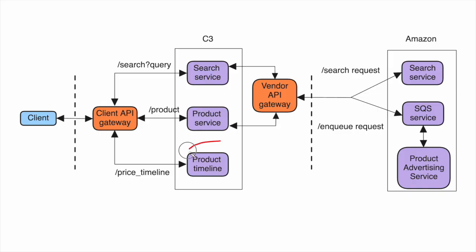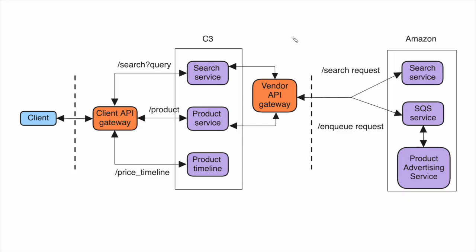And the third one would be a product price timeline. This is the service that would keep track of the price changes for the specific products and be able to serve them to the user. So when I open a page, for instance, I can see the specific product price timeline and when the price changed, how often it changes, and what the ranges are. These are three main endpoints that we are going to support.